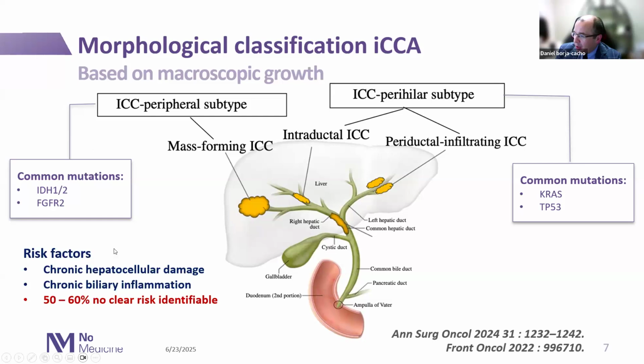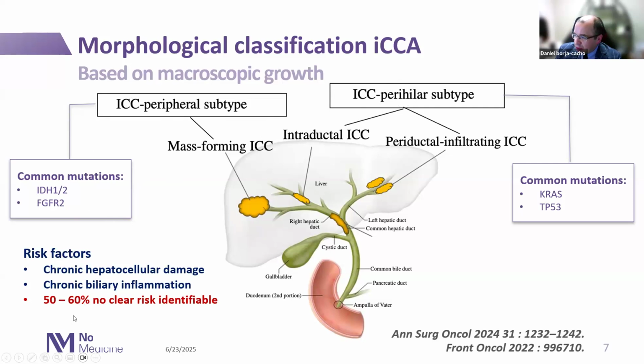This is important because of the risk factors that we know: chronic hepatocellular damage tends to predispose to this type, and chronic biliary inflammation like PSC or choledochal cyst tends to predispose to the other. However, we can see all sorts of combinations, meaning patients with cirrhosis can develop this one.